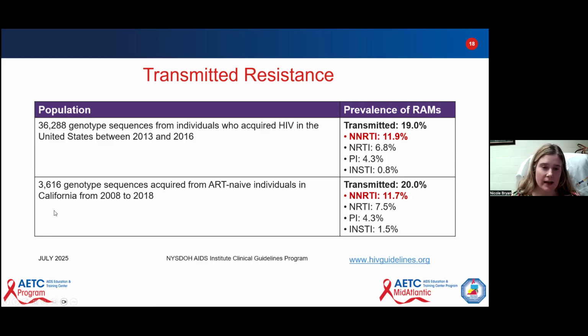And then this was another study looking specifically at California from 2008 to 2018, and the findings were similar. So it's really the NNRTIs that have the lowest barrier, followed by the NRTIs. Those are the backbone drugs. And then the protease inhibitors and integrase inhibitors are much lower.